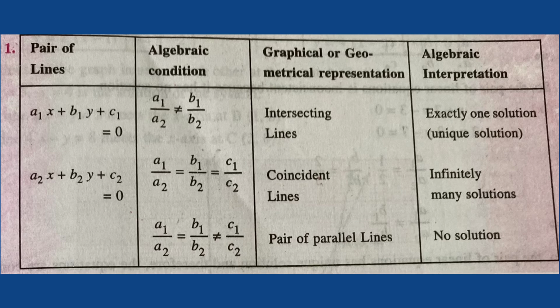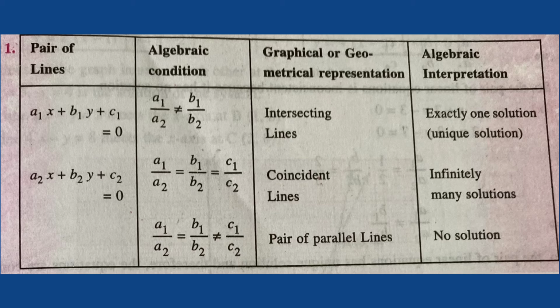Without drawing the graph also you can identify which kind of solution the given pair of linear equations will be having. For this, let us try to understand the table. We know that the general form of the pair of linear equations is a1x plus b1y plus c1 is equal to 0 and a2x plus b2y plus c2 is equal to 0. With the help of these algebraic conditions, we can find the geometrical representation also and algebraic interpretation also.